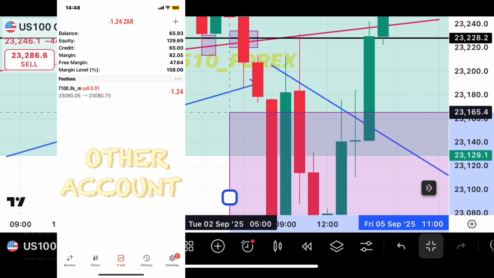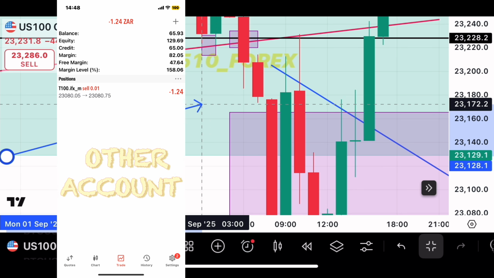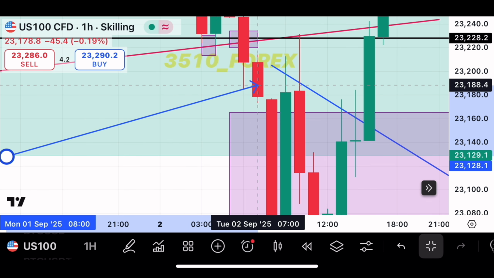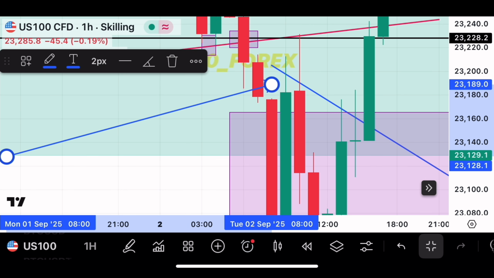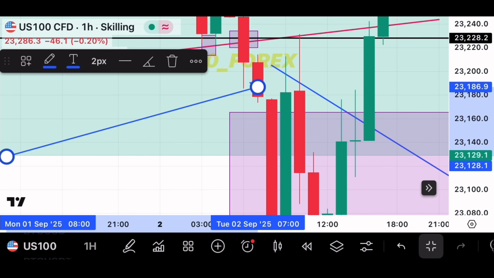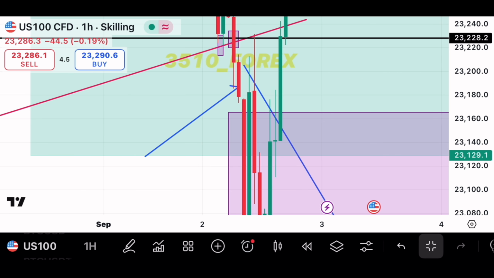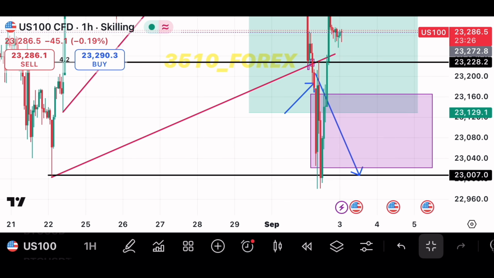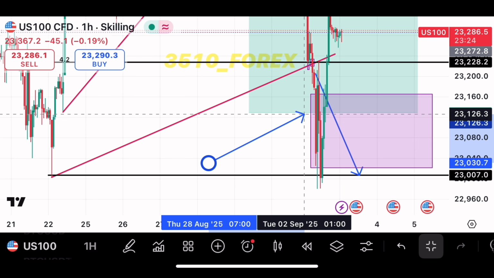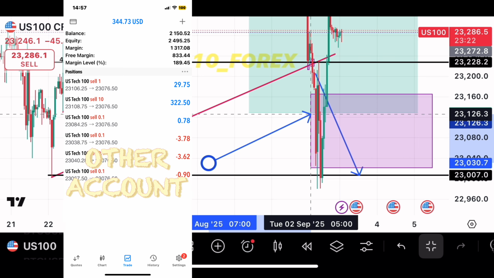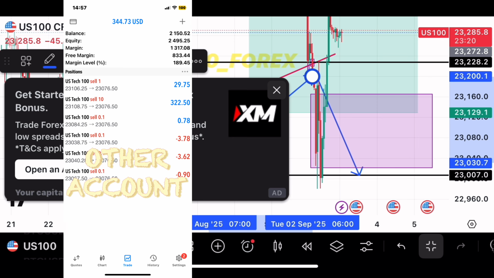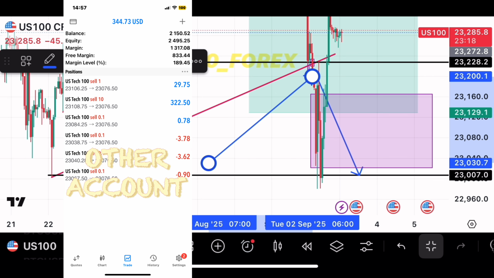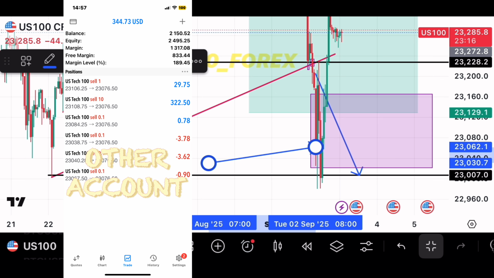And you can see on my trades that I did enter. Where did I enter? The price was on 23k. I entered with a sell, and I held to the downside. And I did enter on my other trading accounts too, because everything was so clear, bro.